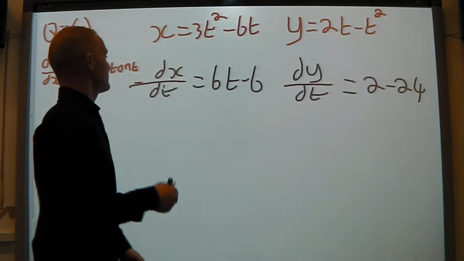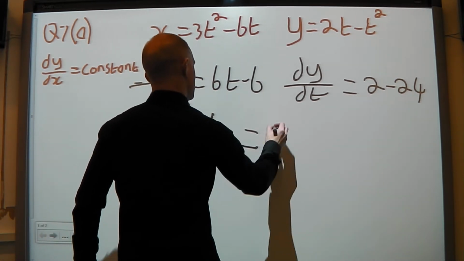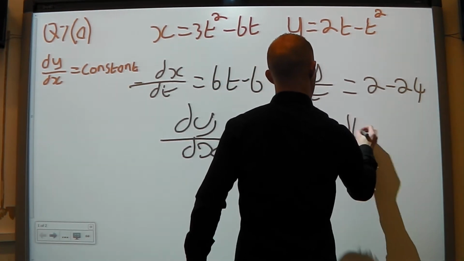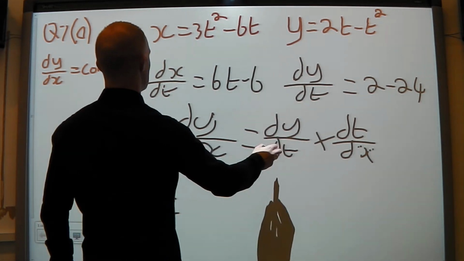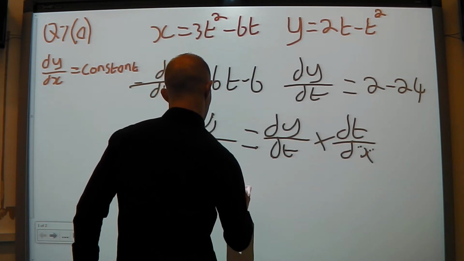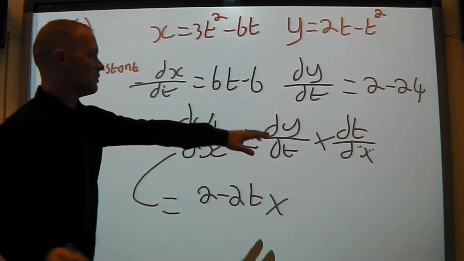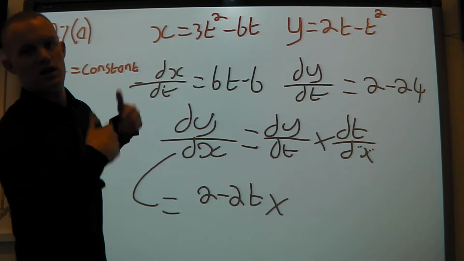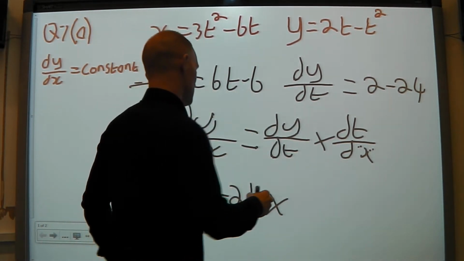Now, we should know this using the chain rule that dy/dx equals dy/dt times dt/dx. So that implies dy/dx is equal to dy/dt, which is 2 minus 2t, times dt/dx. Now, we need dt/dx, but what we have is actually dx/dt. So what we have to do here is just invert basically. So dt/dx is equal to 1 over 6t minus 6.